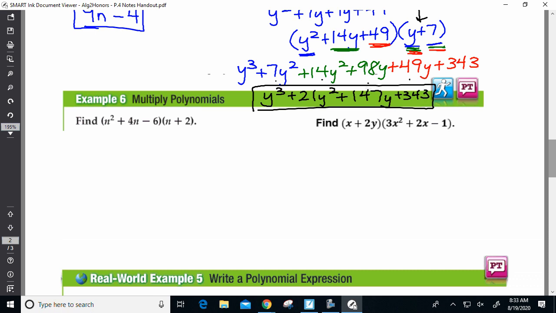Alright, seeing none, hearing none, let's keep going. So again, this is more practice of multiplying polynomials. n squared plus 4n minus 6 times n plus 2. So n squared times n is n to the third. n squared times 2 is 2n squared.